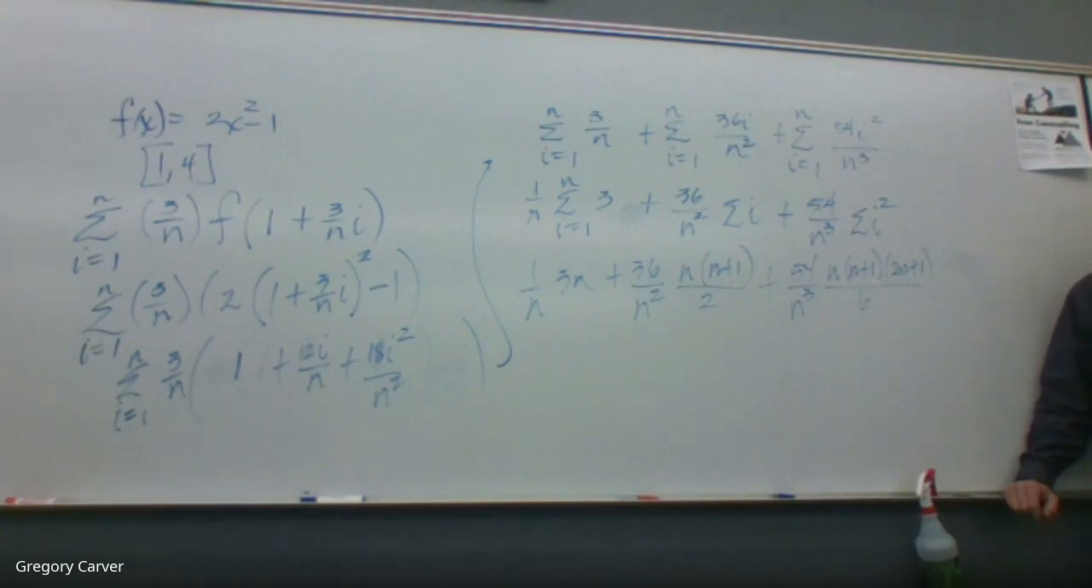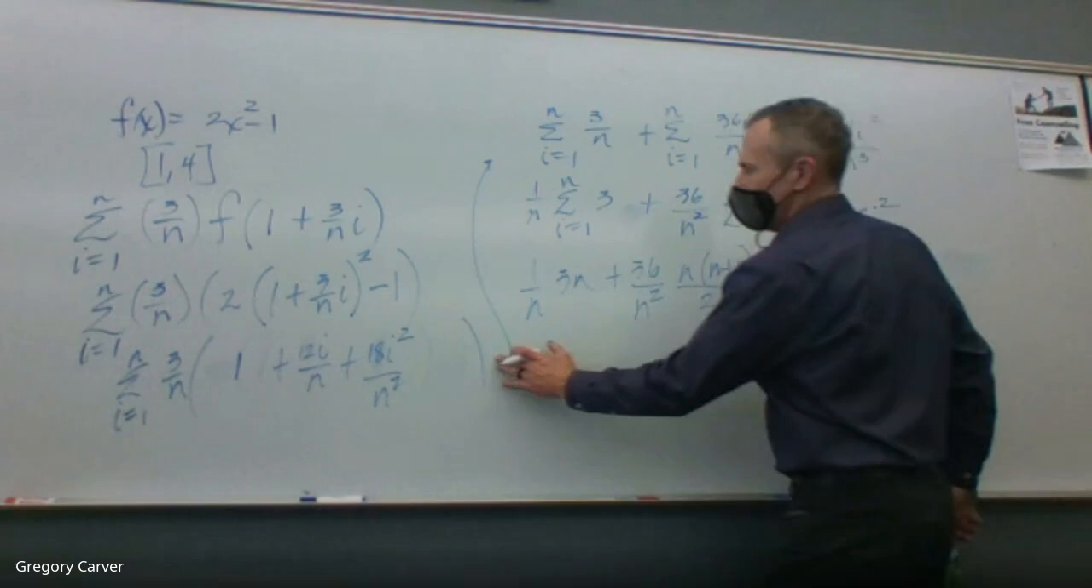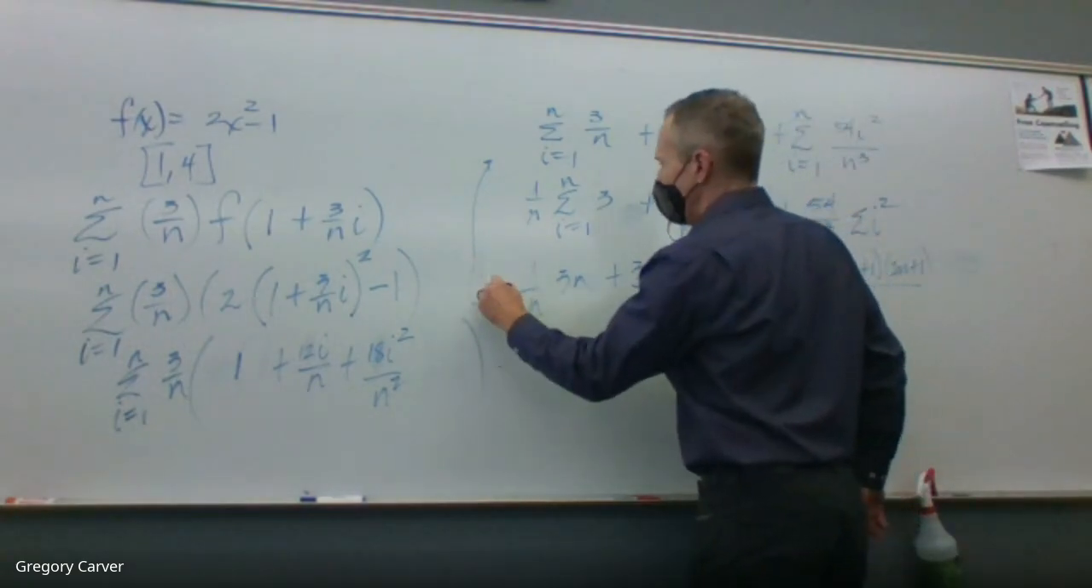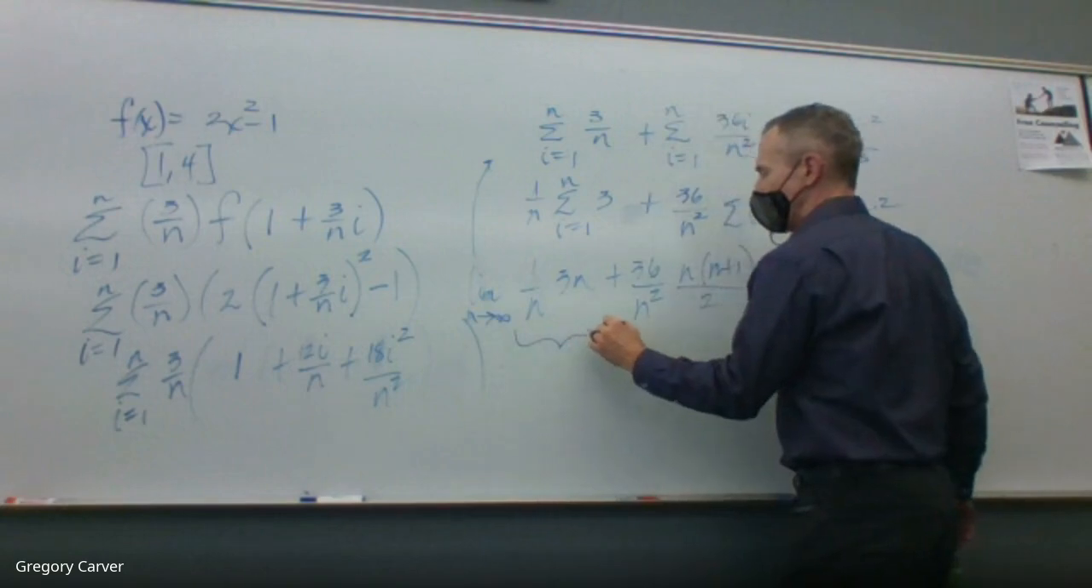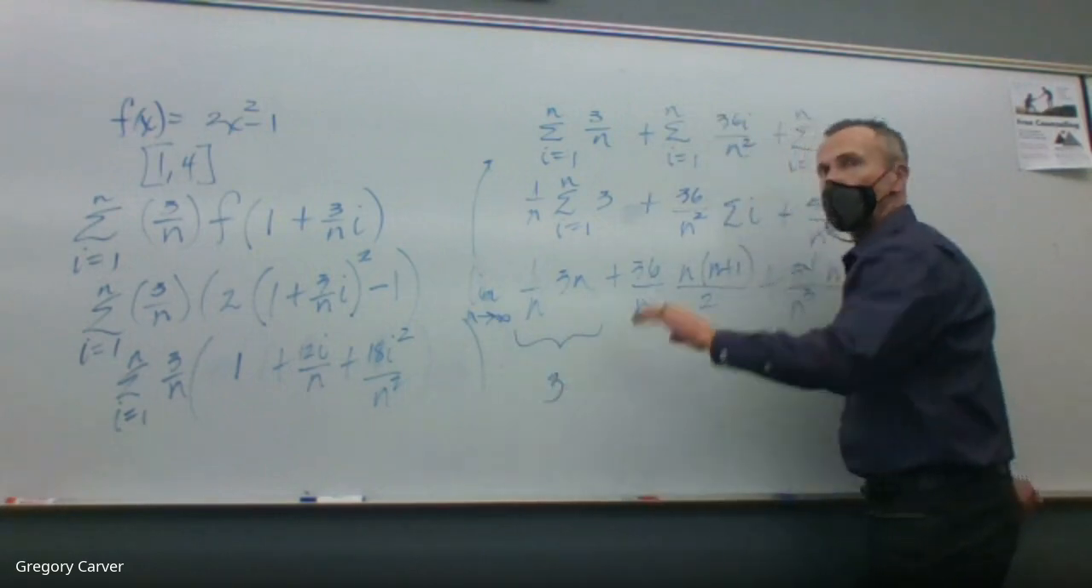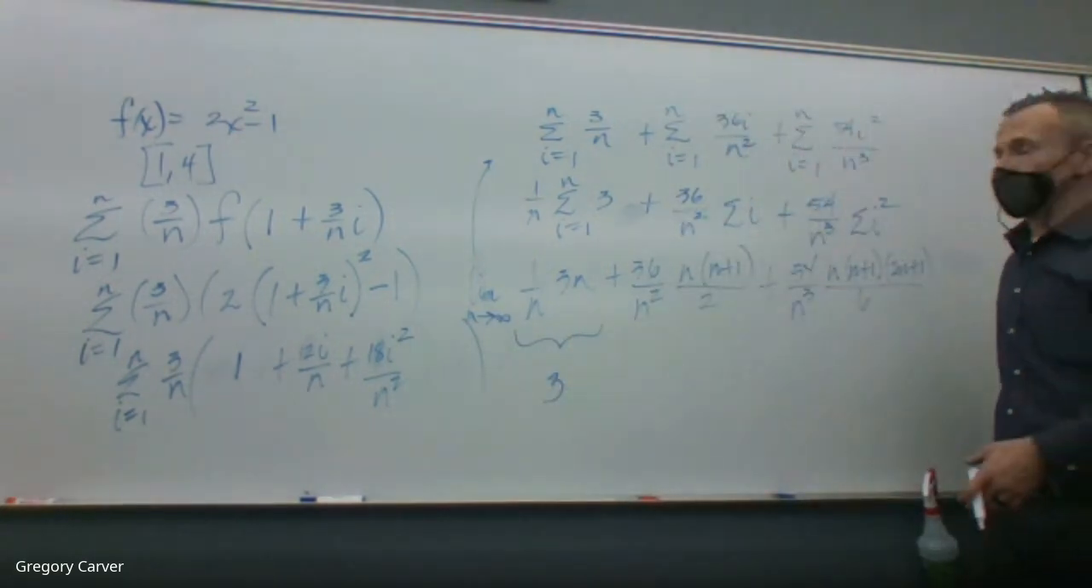All right, Sarah, what do we do now? Yeah, now we take the limit as n goes to infinity. Love it. I want a lot of subdivisions, like a lot. This thing right here, Sarah, goes where? To 3. You're only using the most dominant terms.